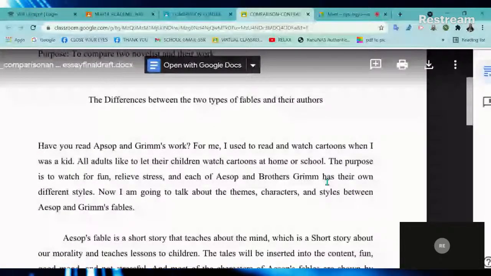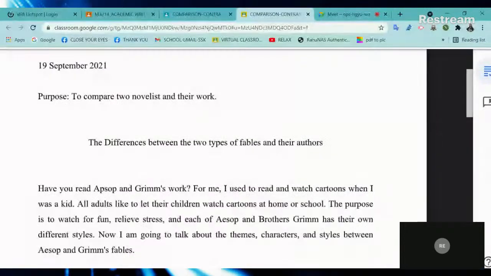I am going to read my essay, The Difference Between Two Types of Fable and Their Author. My purpose is to compare two types of novelists and their work, and my style is book style and organization. The difference between the two types of fable and their author.